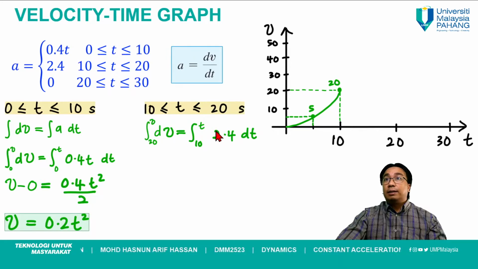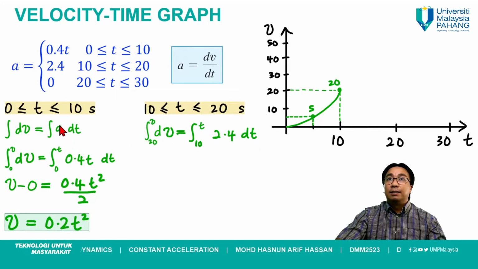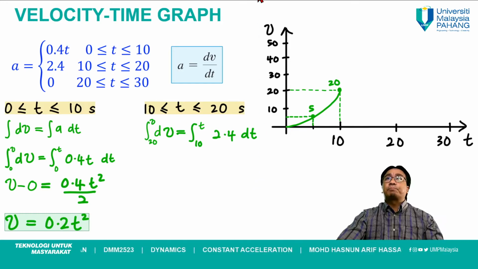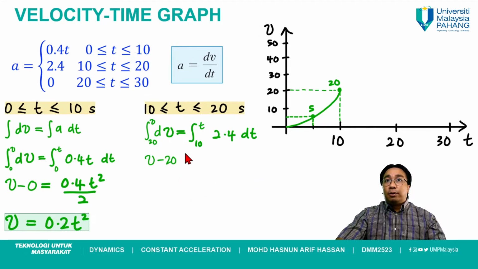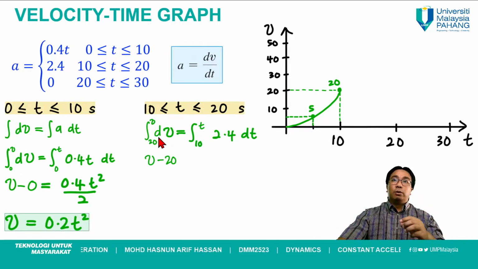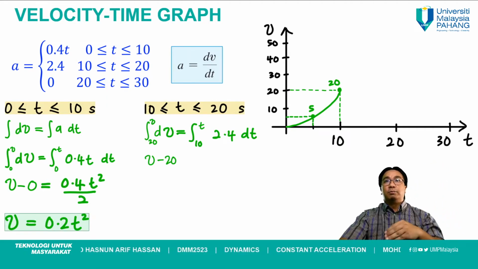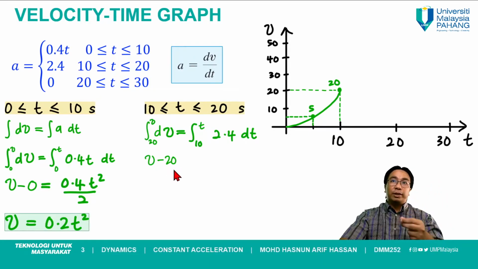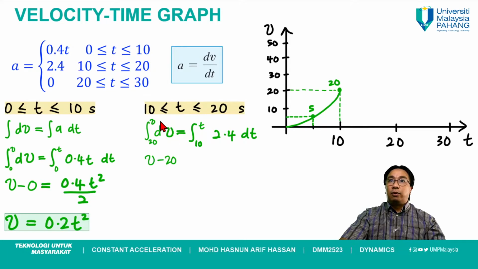Okay, so now we have the equation a equals 2.4. So you put in 2.4 dt. Remember we replace this a. The value of a, we substitute with the value of a. So in the second phase, a is equal to 2.4. So you put in 2.4 here, 2.4 dt. Okay. Now, on this side, when you integrate dv, you will get v. And then you substitute upper limit minus lower limit, which is v minus 20. Upper limit v minus the lower limit 20. Okay, so you get v minus 20 on the left hand side.